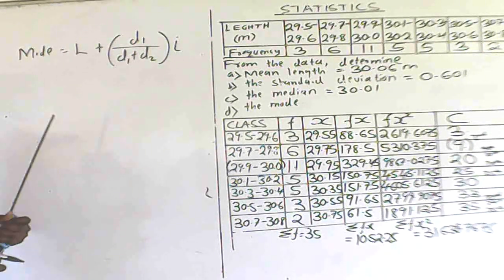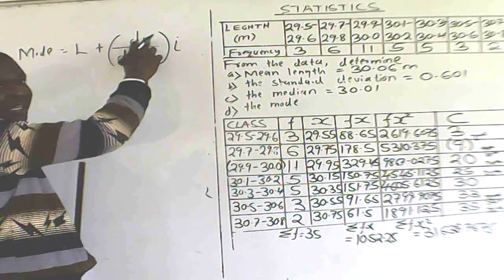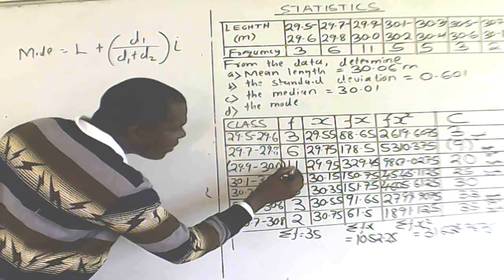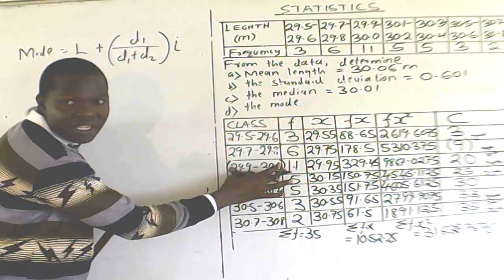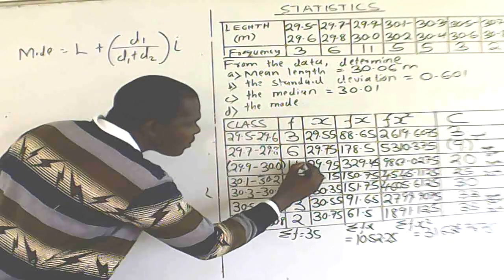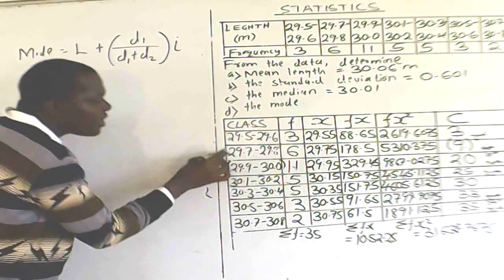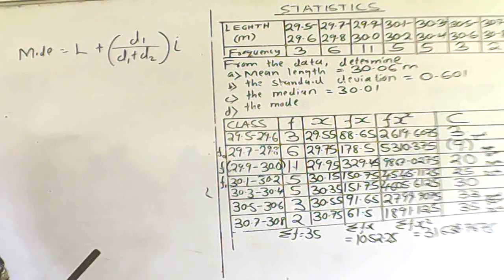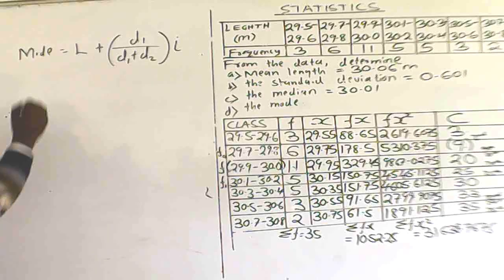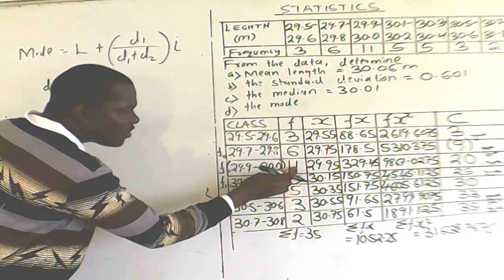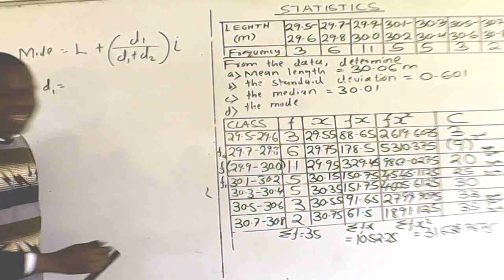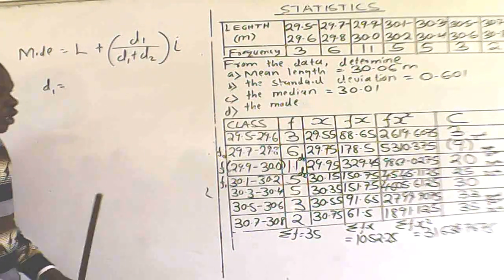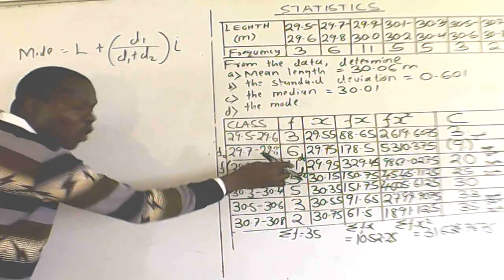Now those D's are the differences in the frequency. D1 is above, D2 is below, isn't it? So you go to the frequency, they represent the frequency. If the frequency of the modal class, this is the modal class, are you seeing this? If you denote it with F, then the frequency above it, you denote with F0, and the frequency below it, you denote with F1. Are we together? So when you are looking for D1, D1 is the frequency of the modal class minus the frequency above it, meaning D1 is in the middle there, D2 is below.